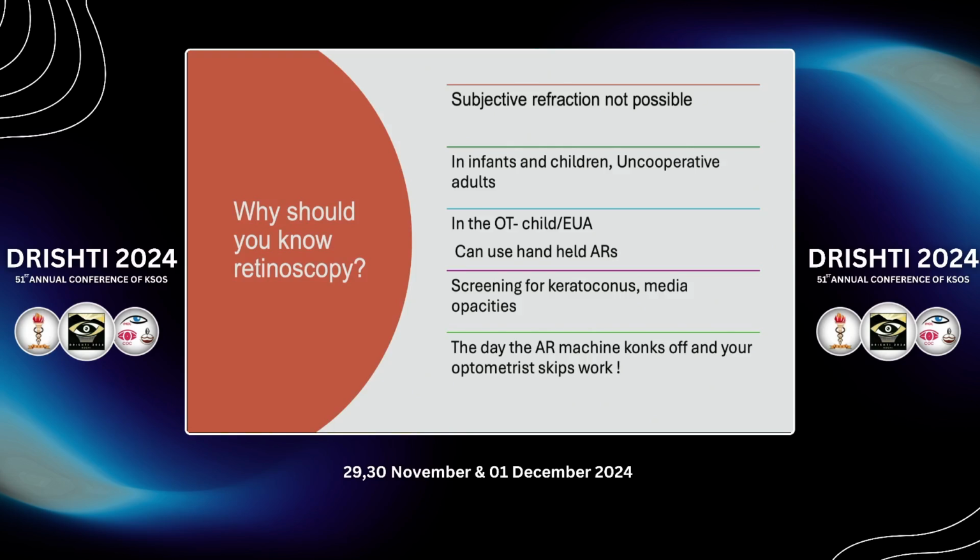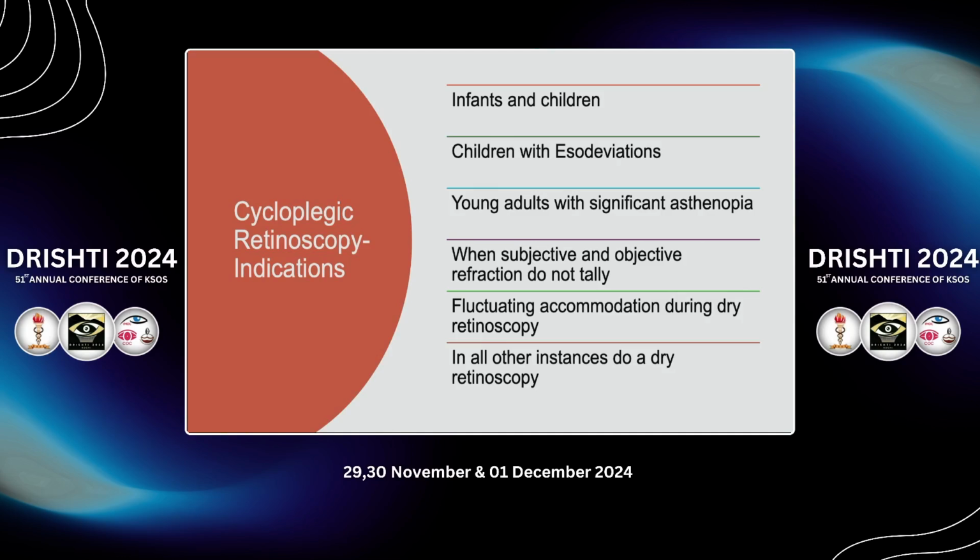It's also a screening tool for keratoconus and other media opacities. But the most important thing is that you need to know retinoscopy the day the AR machine conks off and your optometrist also skips work. Cycloplegic retinoscopy, what are the indications for infants and children?